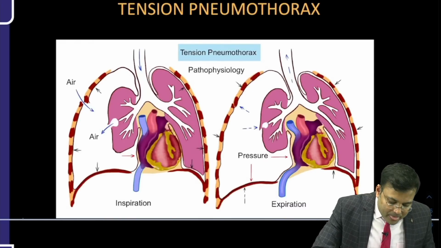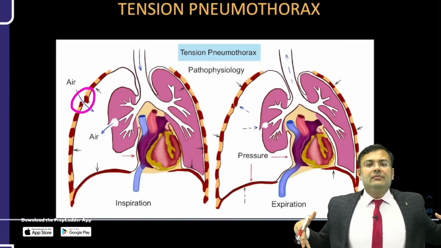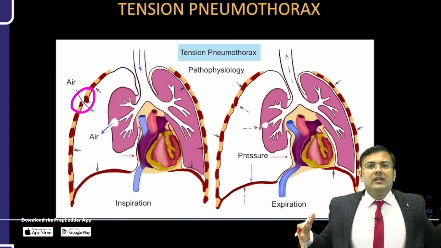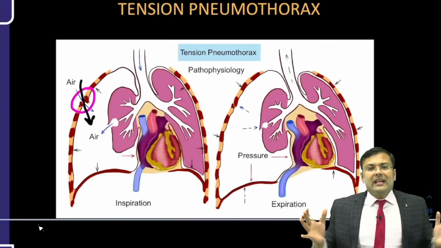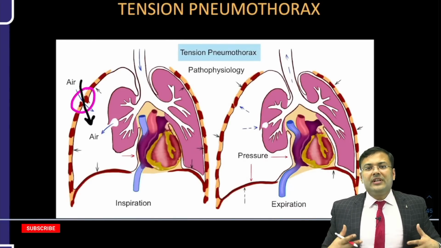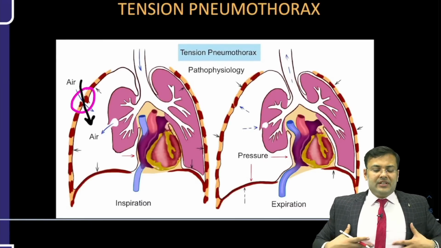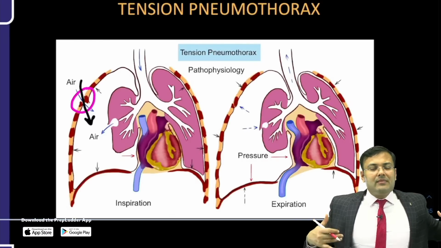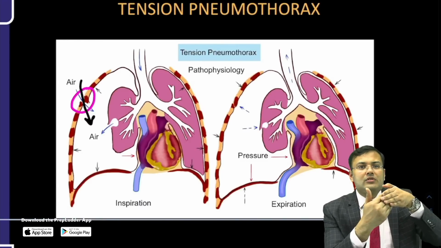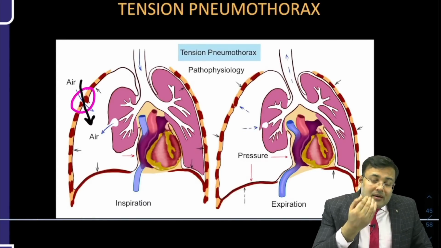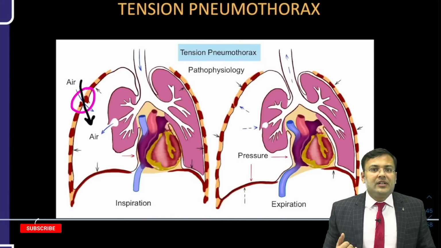Here you can see in the diagram. If there is a one-way valve air leak, can you see? On inspiration, when your chest cavity moves out, there is negative pressure, you can see that air comes in. Now see it again. During expiration, the chest cavity moves in, there is positive pressure, the valve is closed. It means air only comes into the thorax, it is not able to escape. Means air is collected under tension.